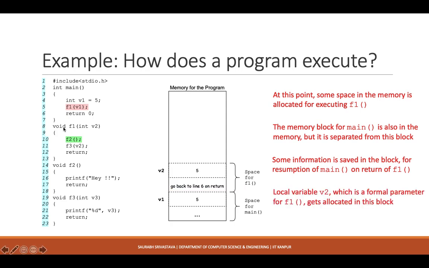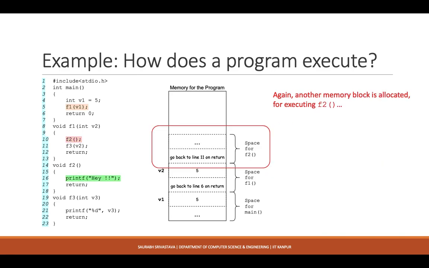And of course I have some local variables. There is a local variable called v2, which is essentially a formal parameter for f1. And this v2 too is getting allocated in this same memory block. Now the first statement in f1 itself is another call, a call to a function called f2. So then what happens is something like this. There is another memory block that gets created, and this memory block is allocated specifically for the functioning of the f2 function.